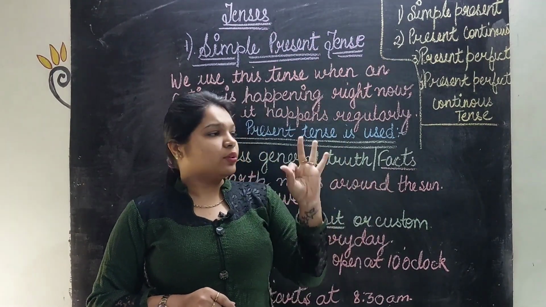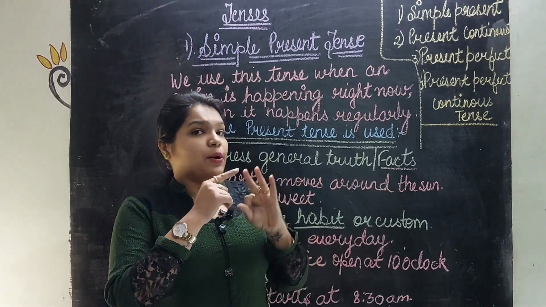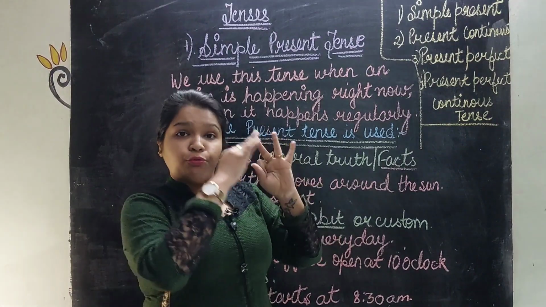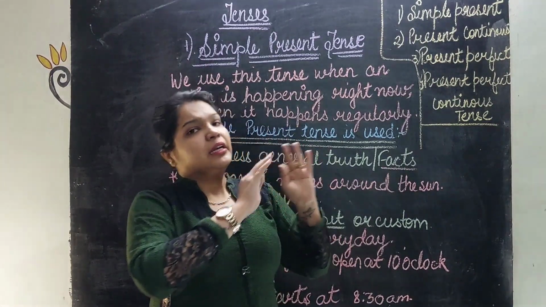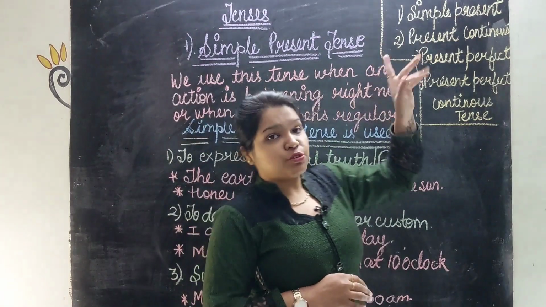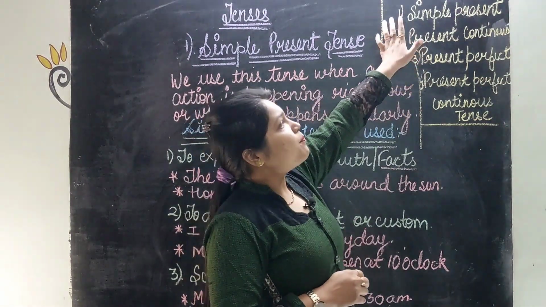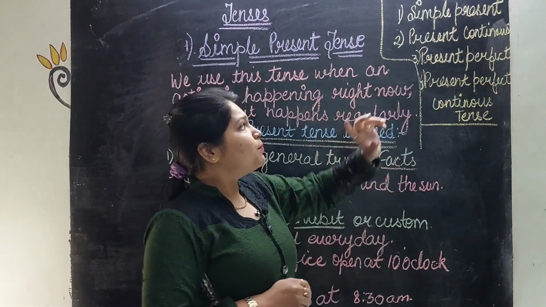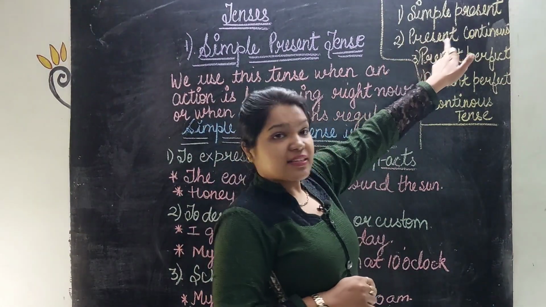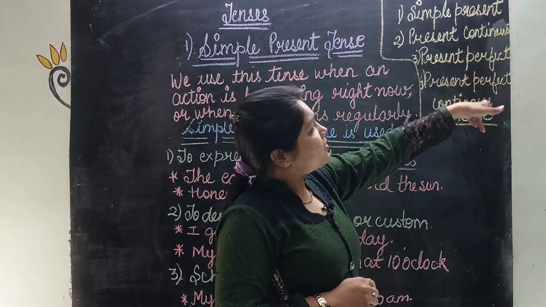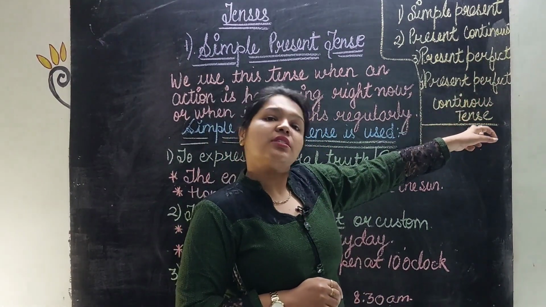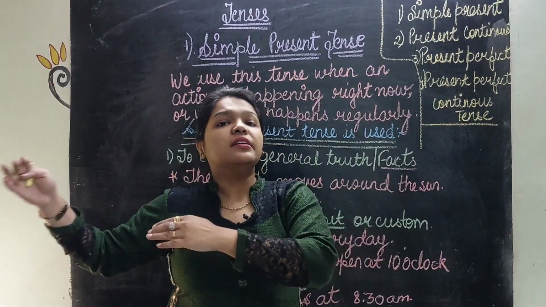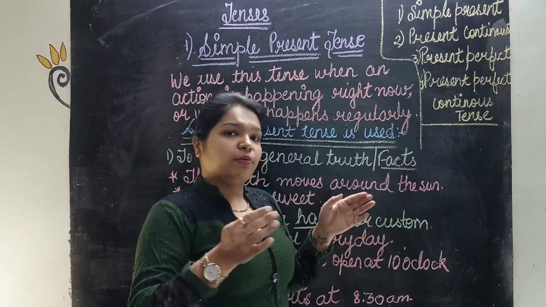As I have told you, there are three types of tenses: past, present and future, and they are subdivided into 4 each, which means 12. Today we are going to do the simple present tense. In this video, I will be covering the simple present tense. Then in the second, present continuous, then present perfect, then present perfect continuous tense. We will complete all these 4 videos.